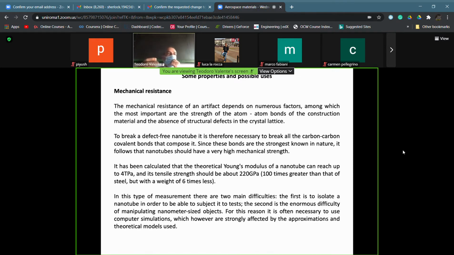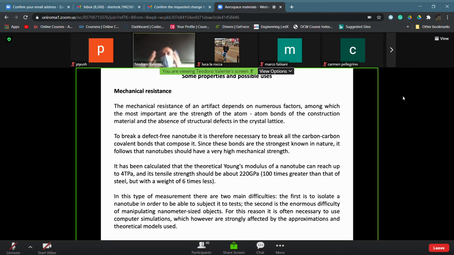Well, generally speaking, then we have special steels, precipitation hardening steels, maraging steels, etc. But generally speaking, for a common steel, we can expect a value of tensile strength which is around 1,000 megapascal.